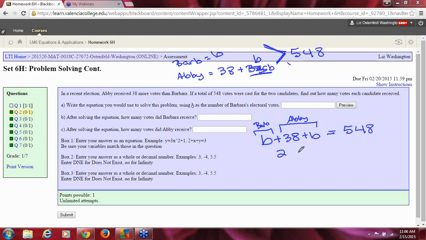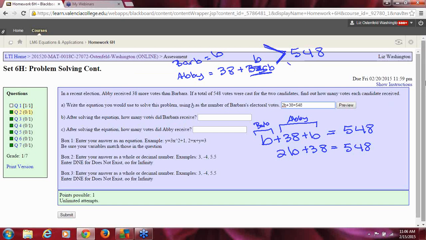My equation would be 2B plus 38 equals 548. So that would be my equation. So that's what I would type in that first one, because that's what they want. They want the equation. So I'm going to do 2B plus 38 equals 548.